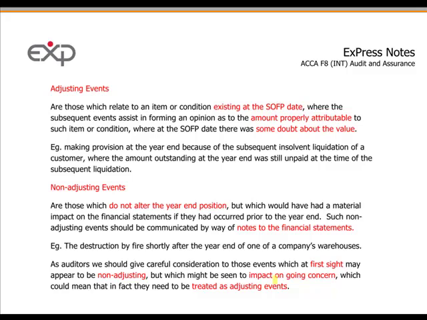Now, in terms of subsequent events, there can be two types of events. One of them are adjusting, one of them are non-adjusting. The adjusting events are those that relate to an item or a condition existing at the statement of financial position date, so at the reporting date, where the subsequent event assists in forming an opinion as to the amount properly attributable to such item or condition. Okay, because probably at the date when the statement of financial position was issued, there was some doubt about the value of that particular item.